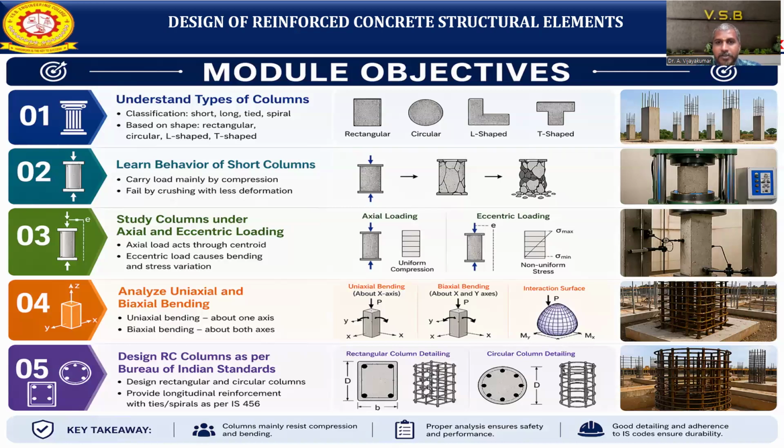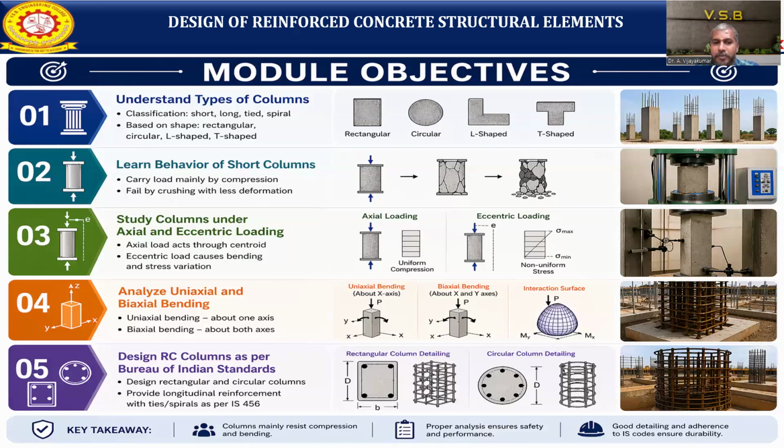Finally, the last objective of this module 4 is to design the RC column as per the Indian standard code book. We need to do the analysis of a rectangular and a circular column, and design the reinforcement detailing as per the IS code. Now we see some of the images we have included here: different types of columns, column failure, and various types of loading, both axial, uniaxial, and biaxial bending, and how they occur. Based on the loading, you need to provide the reinforcement, be it a rectangular reinforcement or a column reinforcement.